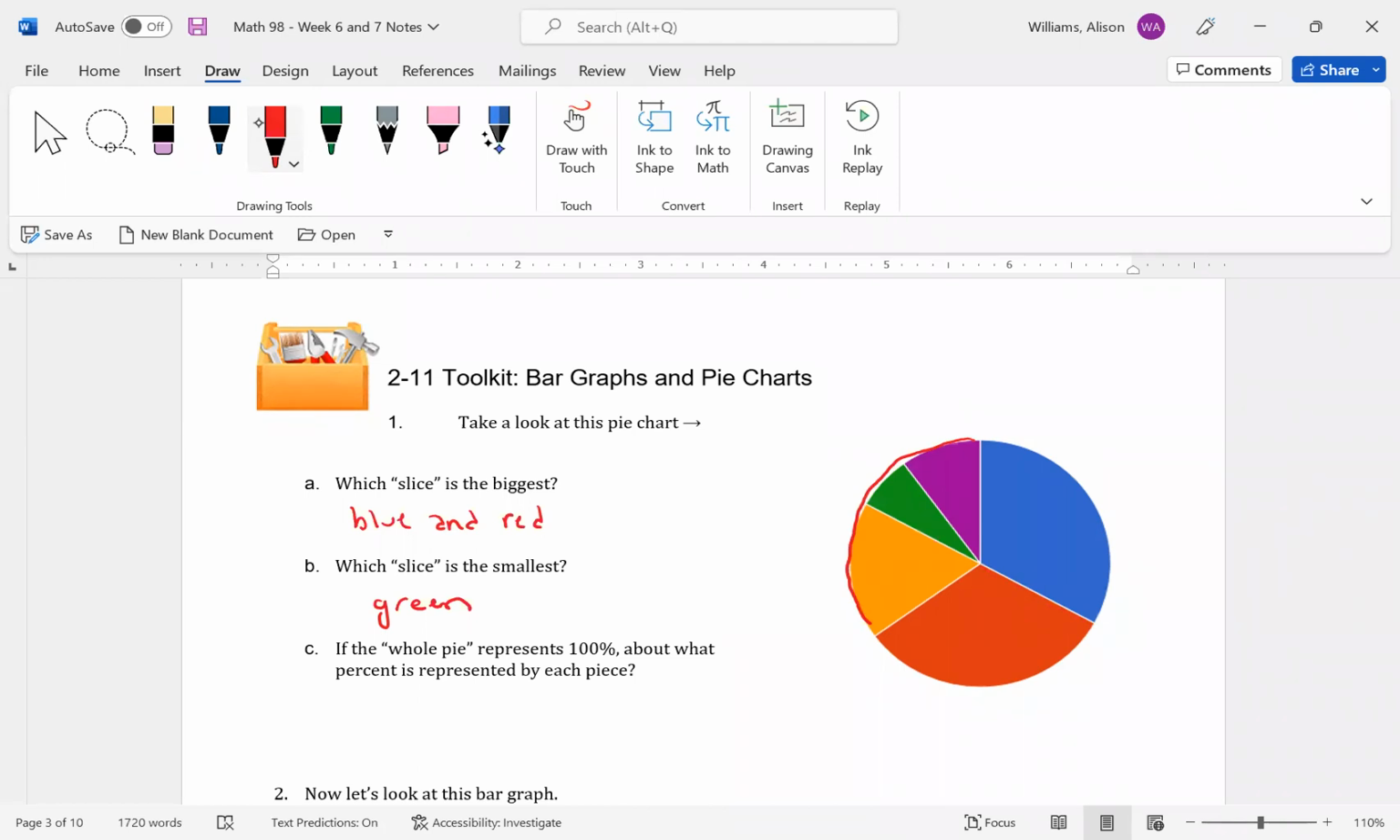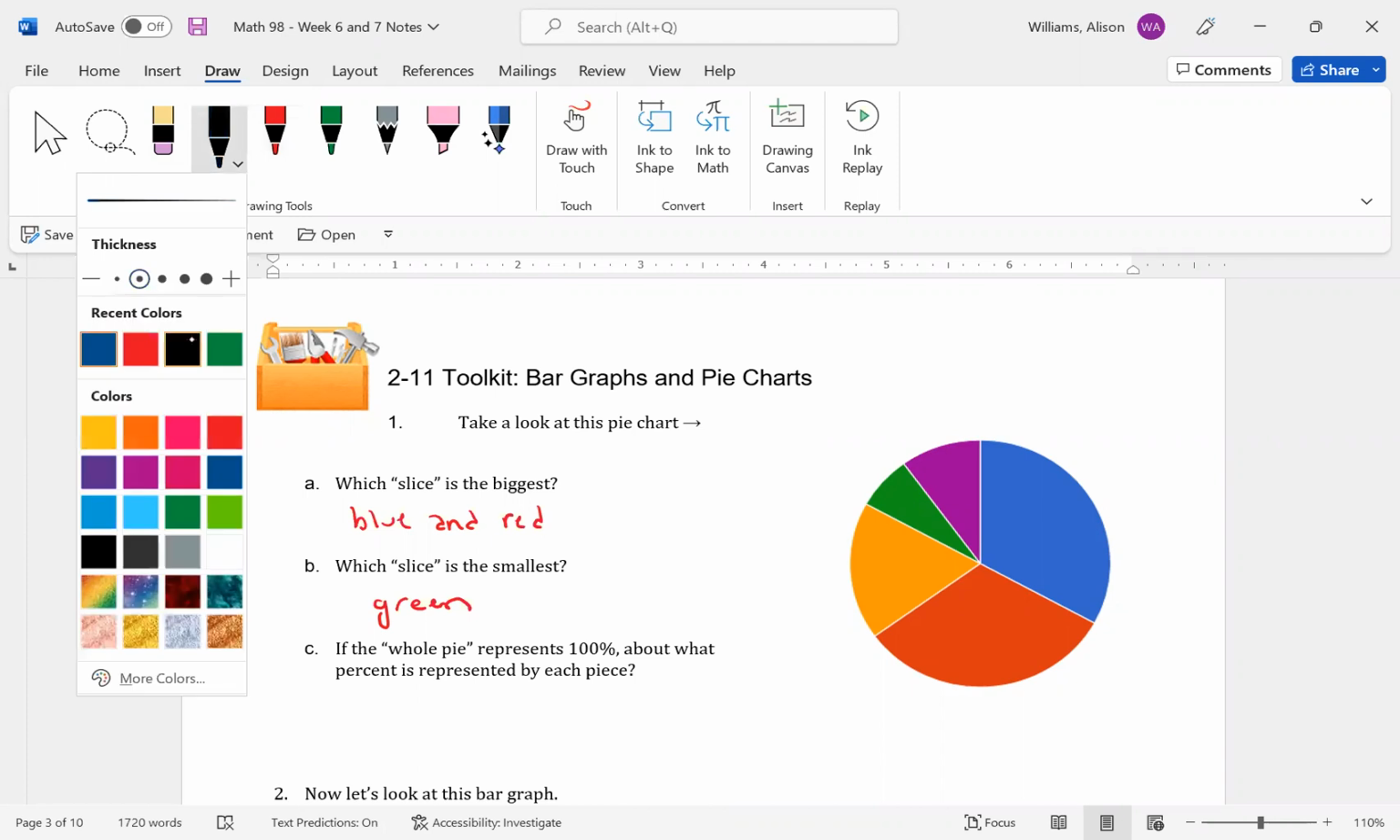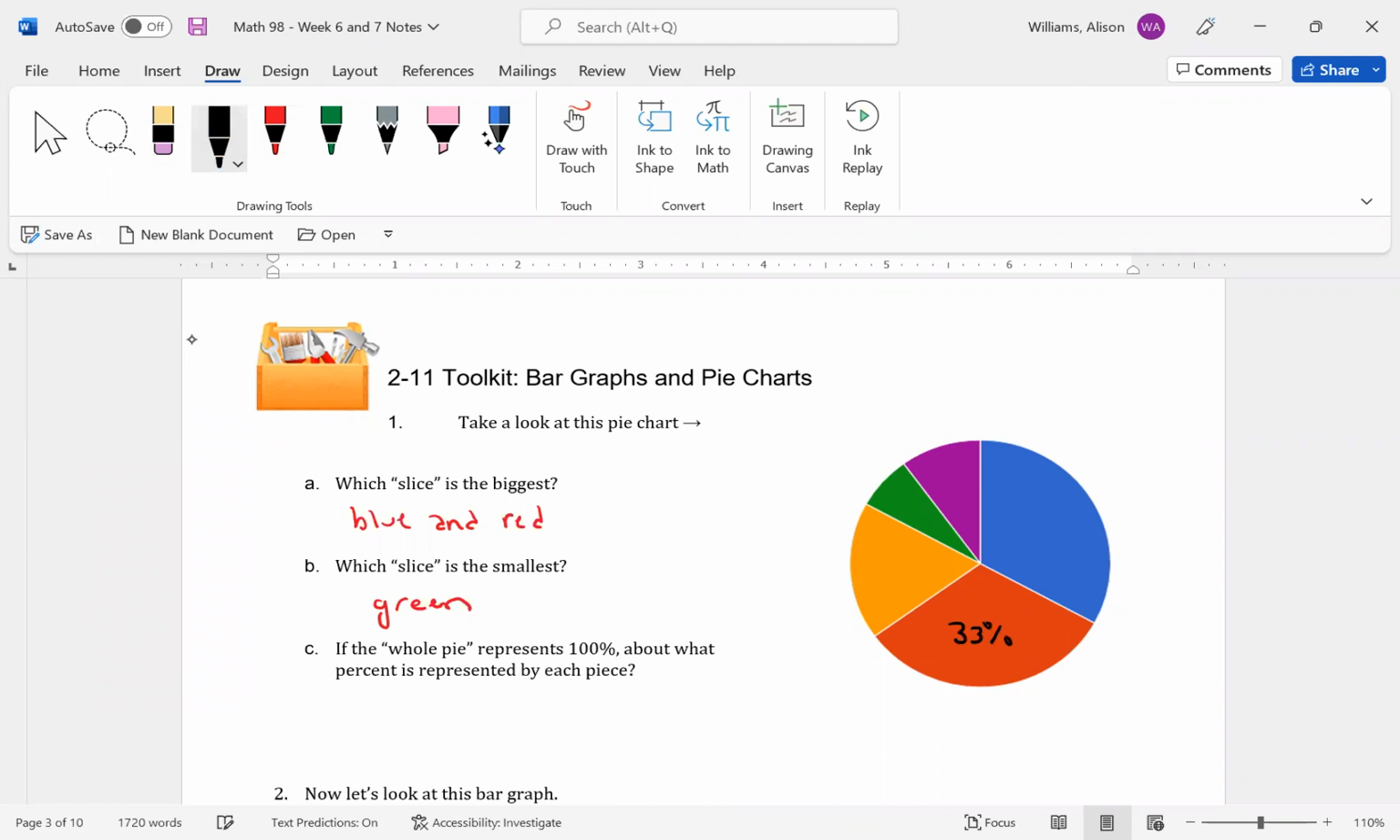Blue's about a third of it, red's about a third of it, and the other three make up the final third. Okay, well then, if I'm thinking it's about a third, if I take 100 and divide it by 3, that's 33%. So I'm going to label them. Let me use a black to do this. I'm thinking that this one is 33%, and I think this one is about 33% as well. So then the other pieces here make up the rest.